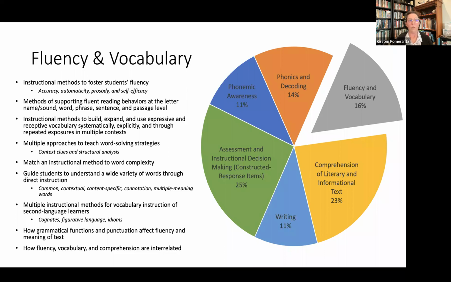How do you help students learn common words? How do you help them figure out the context and content specific words like domain specific, whether it's science or social studies or other specific areas? Multiple instructional methods for vocabulary instruction of second language learners. Cognates, those words that kind of seem like the same word and are. They have the same foundational meaning. Figurative language and idioms. And then how grammatical functions and punctuation affect fluency and the meaning of text. And then finally, how fluency, vocabulary, and comprehension are all interrelated.